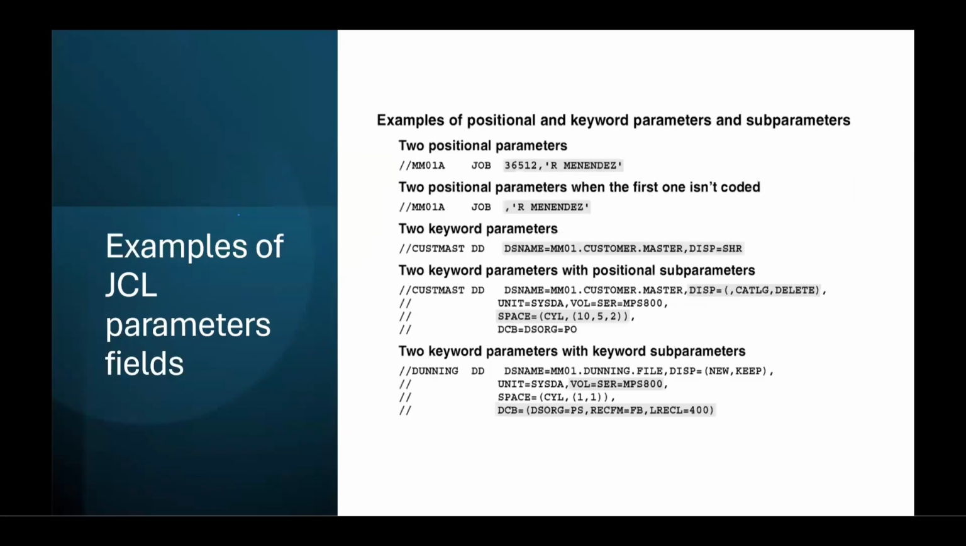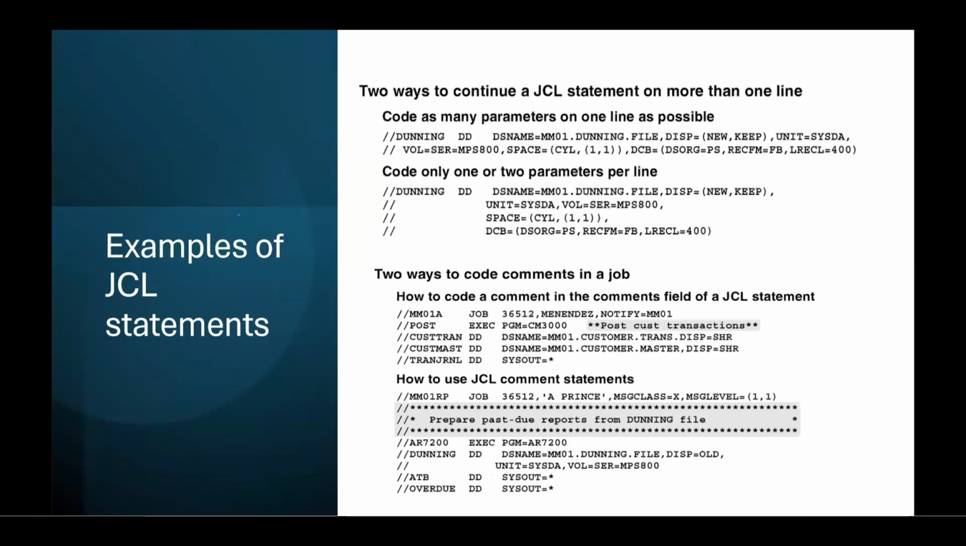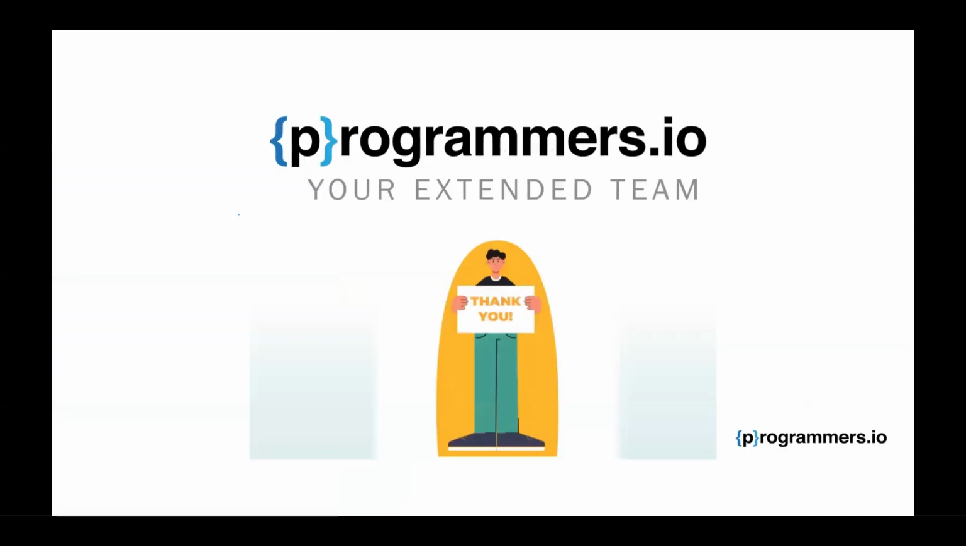After that, we saw the topic of parameters. The first one is the positional parameter and another one is the keyword parameter. I have given an example of those two parameters as well. After that, we went on learning how you can continue a JCL statement and how you can write the comment in the job. Okay, so that's it for the second session.